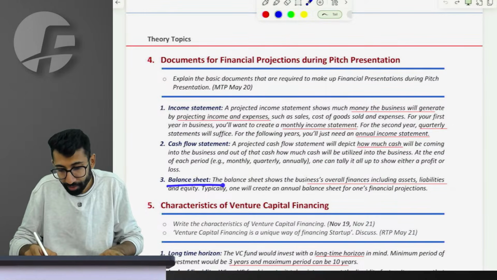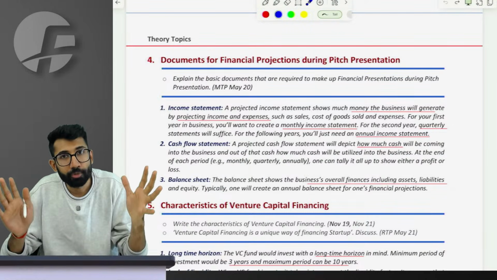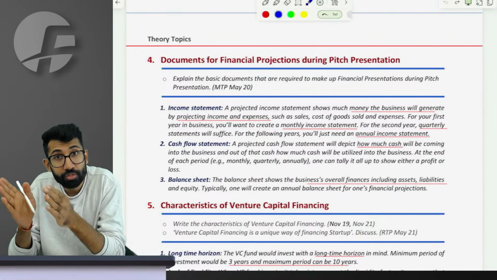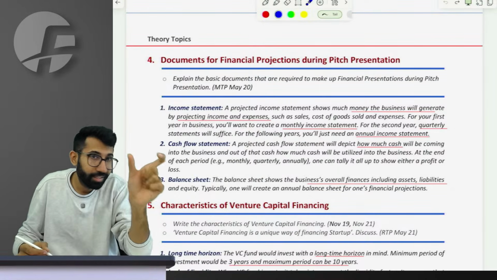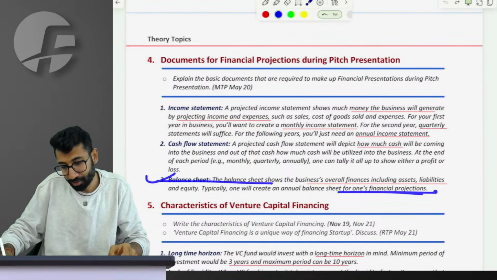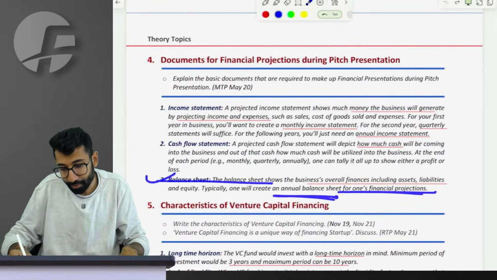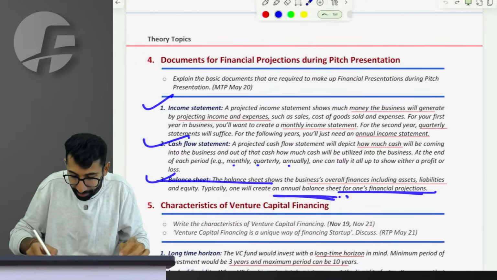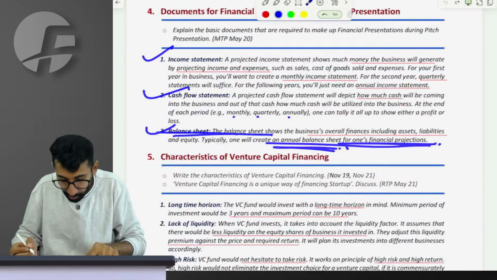Then the balance sheet tells you the overall financial position: the assets of the company, the liabilities of the company, and how those assets are funded through debt or through equity. All that a balance sheet tells you. The financial projection is also important. For the balance sheet, annual is generally fine, while income and cash flow projections can be monthly, quarterly or annual.